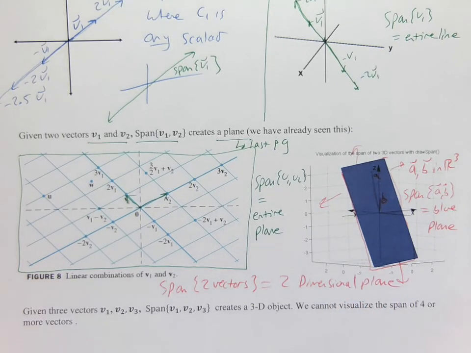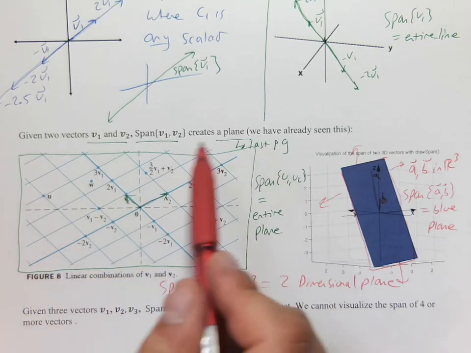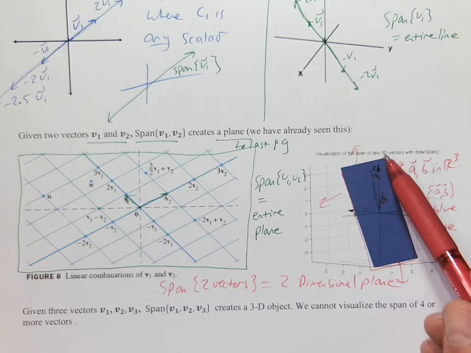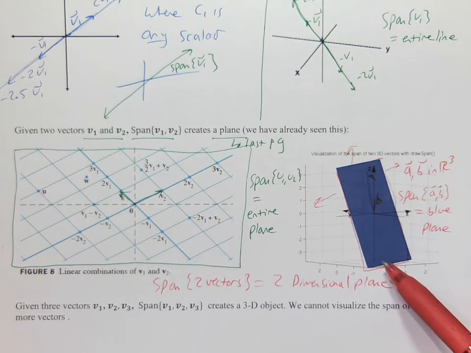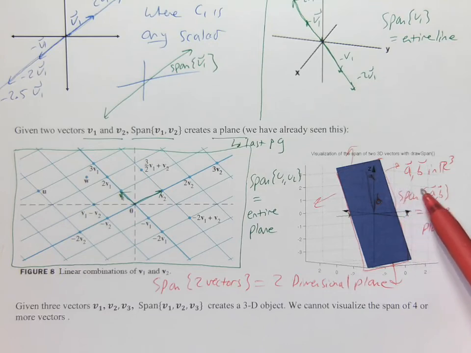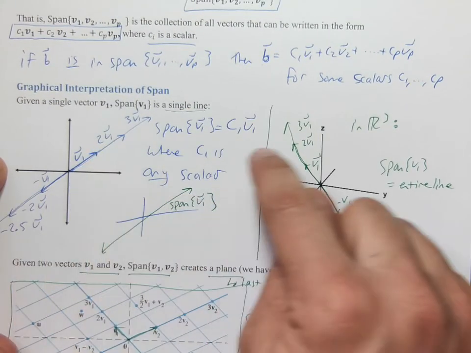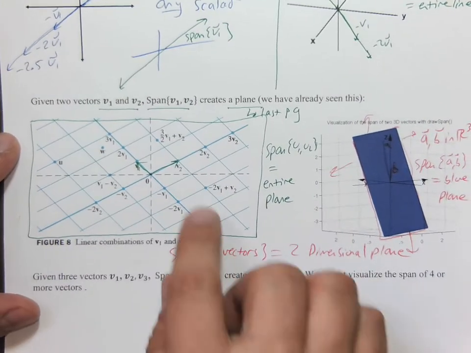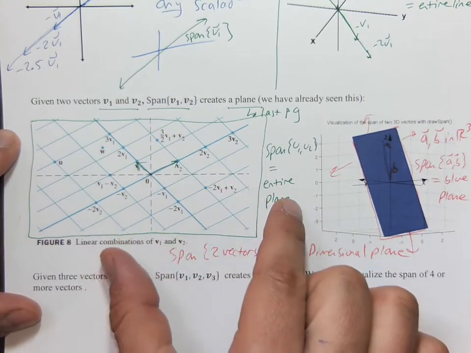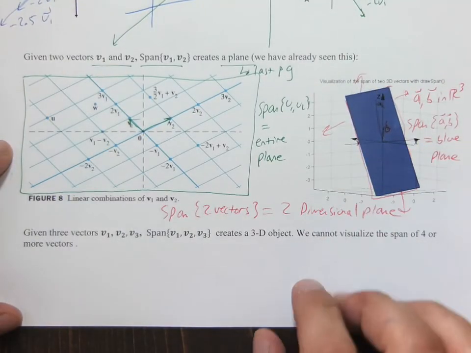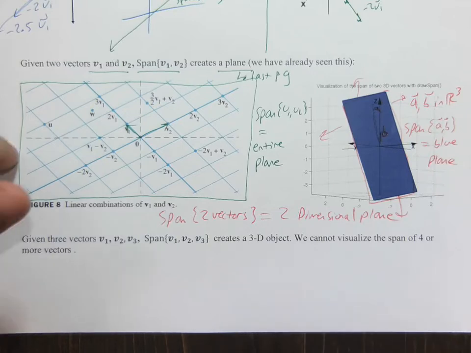In R2, it fills up the entire R2 plane. In R3, it creates like, this is kind of like a piece of paper angled through a room, all right? A piece of paper is two-dimensional, but if it's in a room, the room is three-dimensional, okay? So the span of one vector creates a line, whether in R2, R3, R4, whatever. The span of two vectors creates like a piece of paper you could think about, whether it's in R2 or R3. If we create the span of three vectors, it creates a 3D object, right?